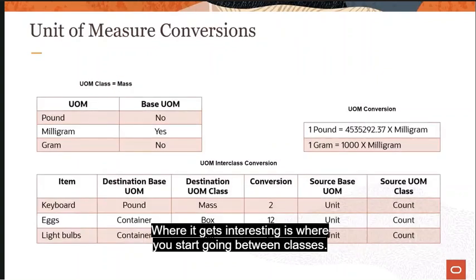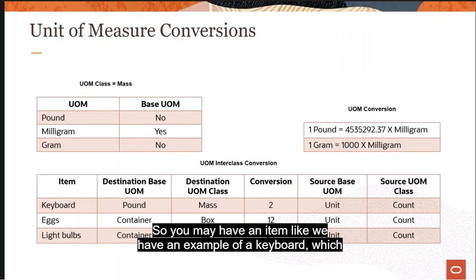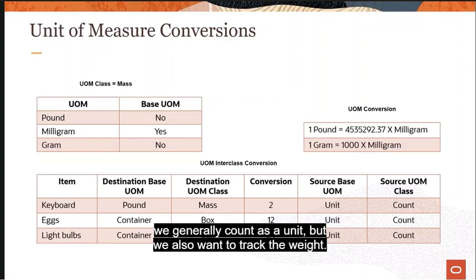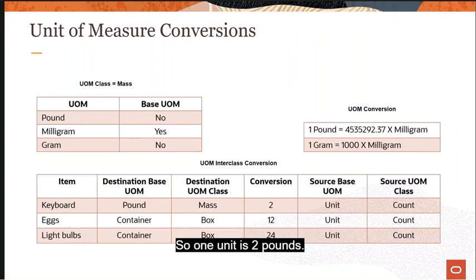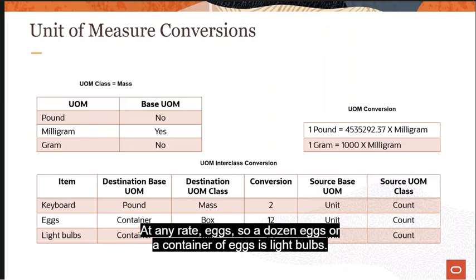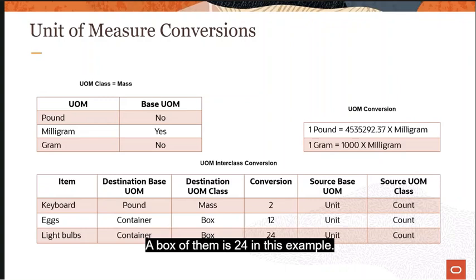Where it gets interesting is where you start going between classes. So you may have an item like we have an example of a keyboard, which we generally count as a unit, but we also want to track the weight. So 1 unit is 2 pounds. Pretty heavy keyboard at any rate. And eggs, so a dozen eggs or a container of eggs is 12 light bulbs. A box of them is 24 in this example.